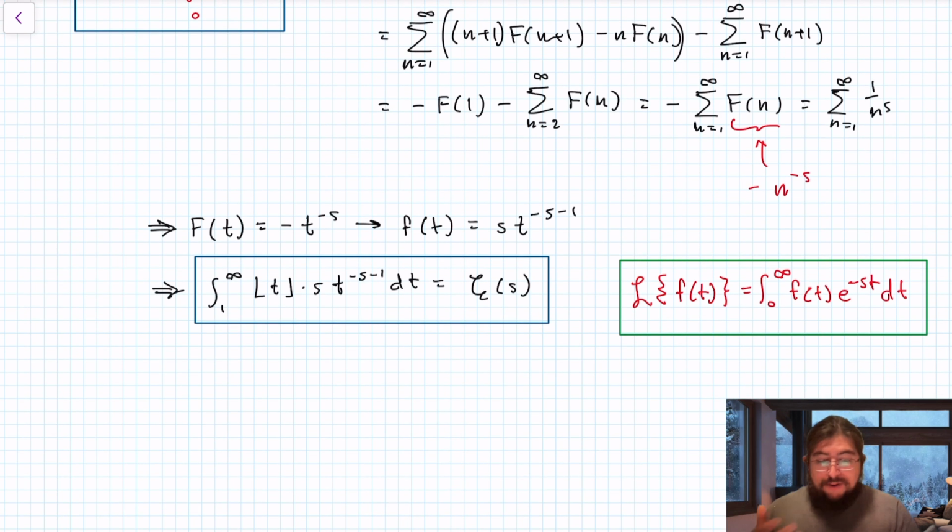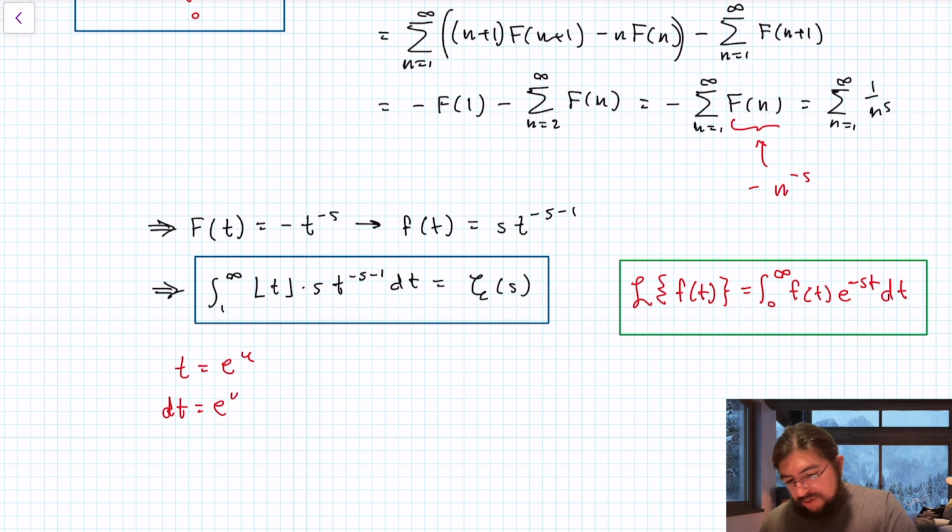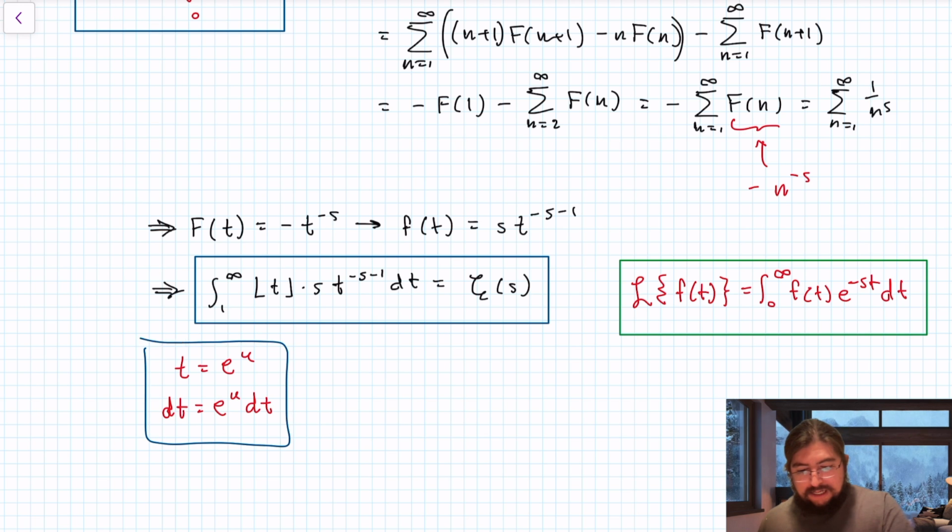Okay, so to make this work out, what I'm going to notice is that if this t was e to the u, then we have e to the u to the negative s, which is e to the negative su, which looks very much like this e to the negative st. So to make that the case, I will apply the substitution that t is equal to e to the u. So the dt, notice, is e to the u du, and things are going to work out really nicely, I think. Let's take a look.